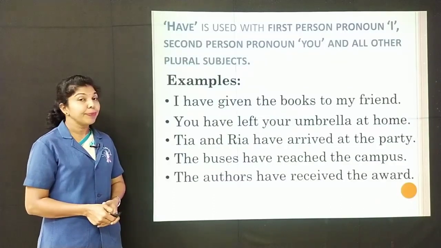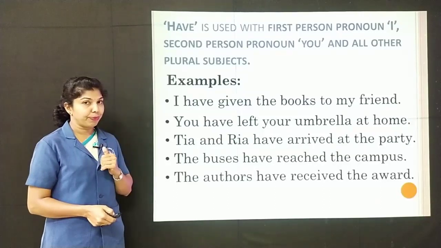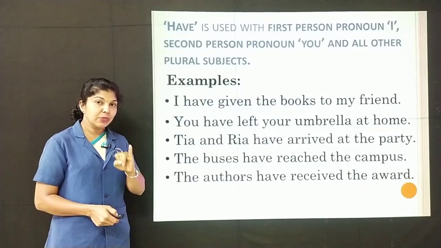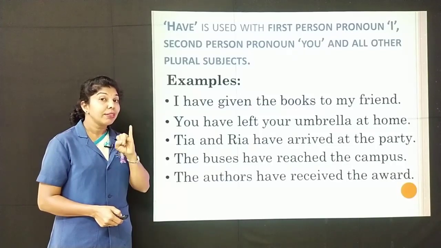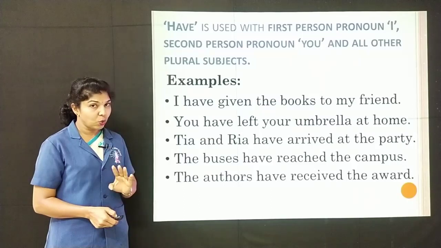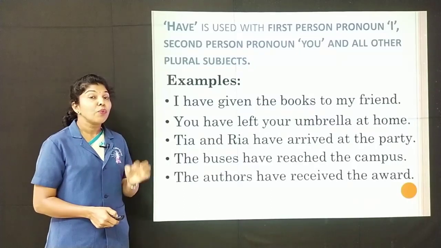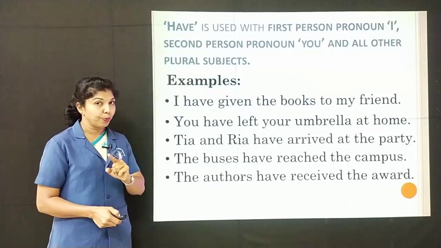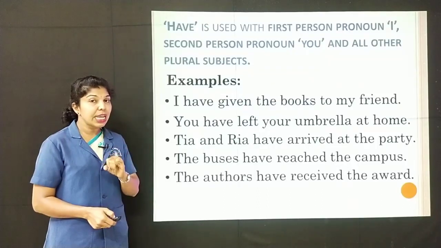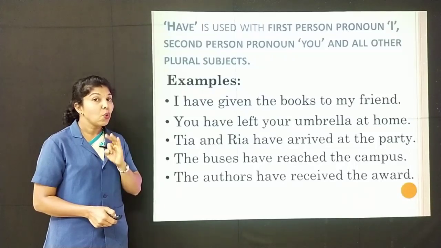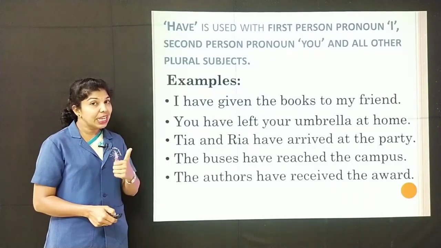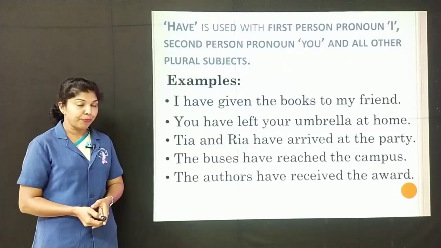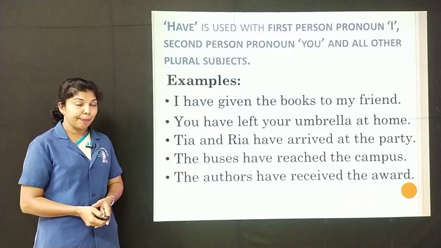Now let us see where to use have. Have is used with all plural subjects, that is with words like they, these, those, and also with first person pronoun I and second person pronoun you. So let me repeat, with words like I, you, we, they, these and those, we use the auxiliary verb have.